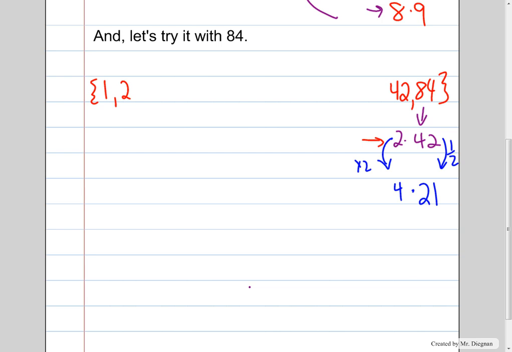Now, before I move on, so we did 2 times 2 is 4. Can I do that with 8? So 4 times 2 is 8, isn't it? Well, what's half of 21? Oh, it's 10 and a half. So is 8 a factor of 84? No. No, so I can scratch out 8. So now I can continue to move on.